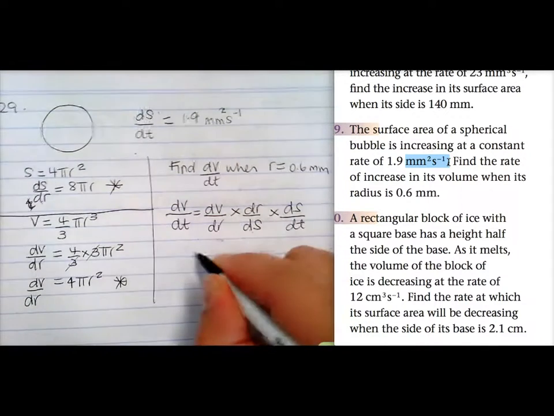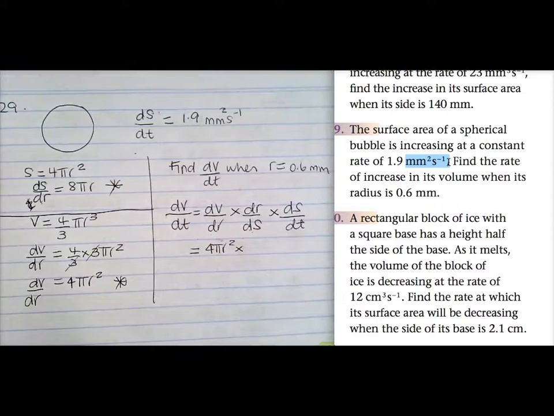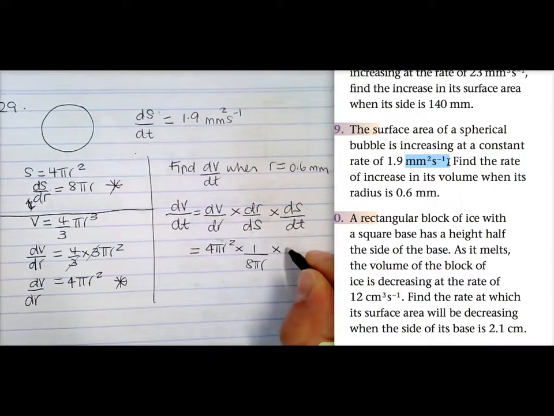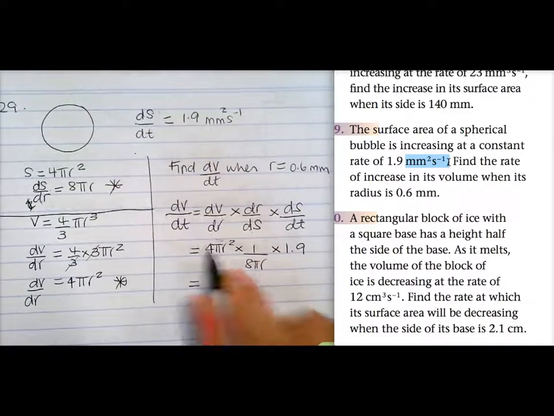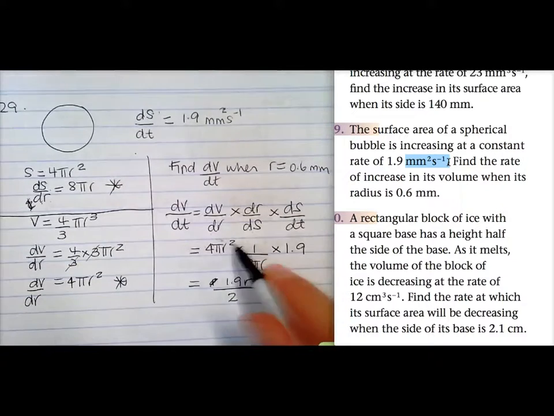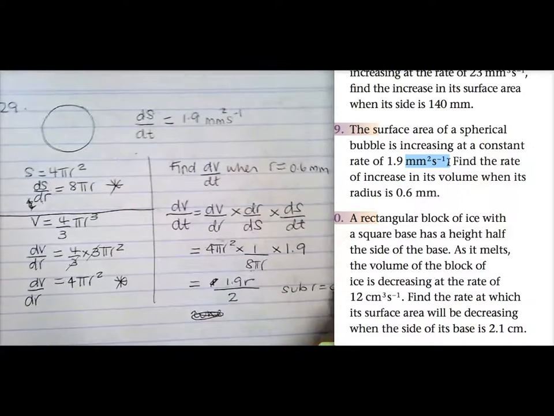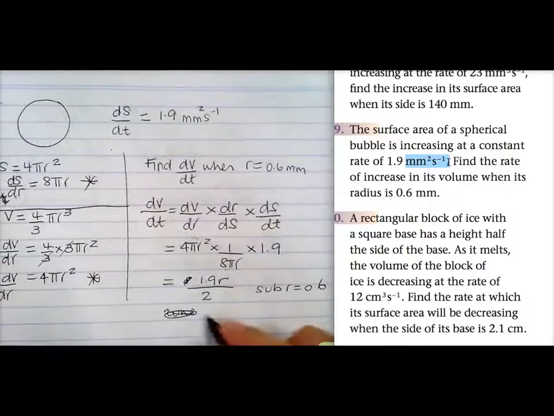Got it? So, dV/dr is 4 pi r squared. dr/dS is the flip of 8 pi r. So dr/dS is 1 on 8 pi r, and dS/dt is 1.9. So we can simplify 4 on 8 and the pi's cancel. I'm just going to simplify it first. I've got 1.9r over 2, because the pi's cancel and one of the r's cancels. So I'm just going to sub r is 0.6. And you get that it's 1.9 times 0.6 over 2.